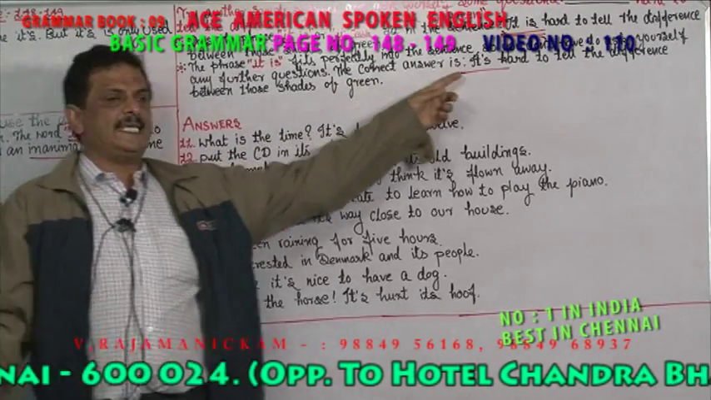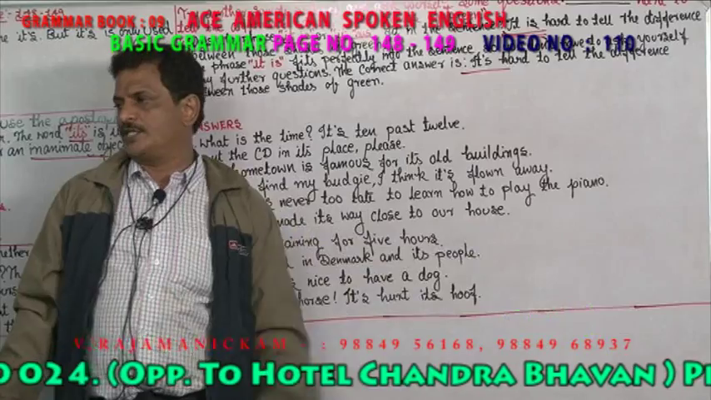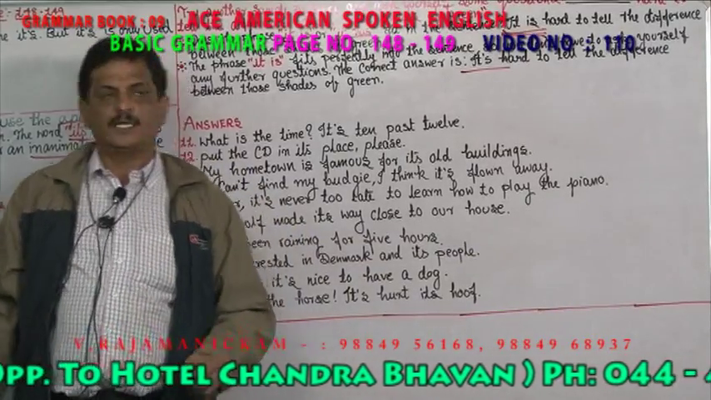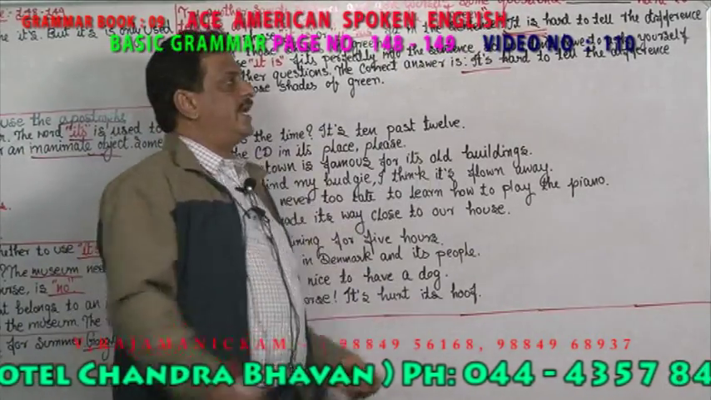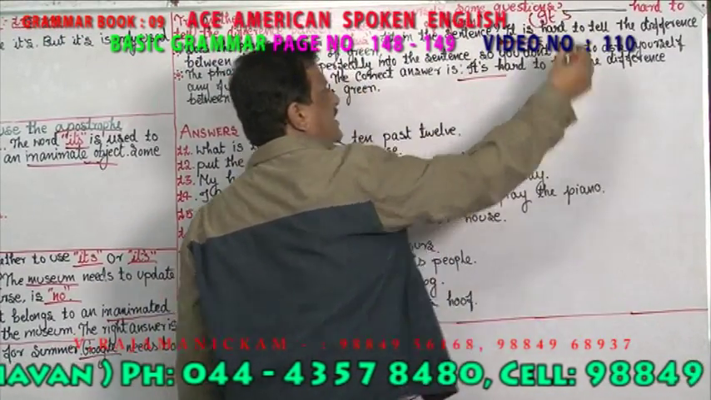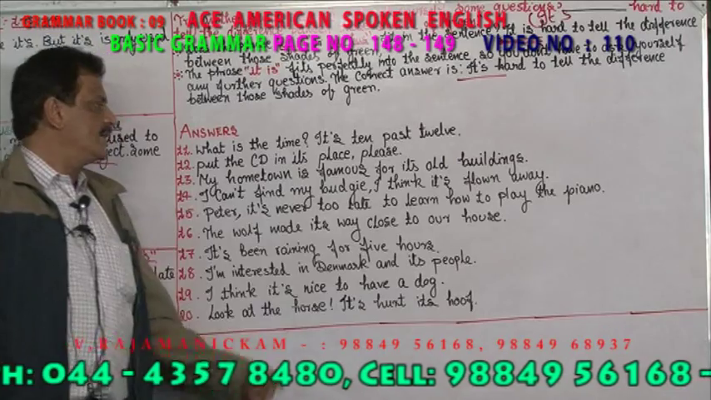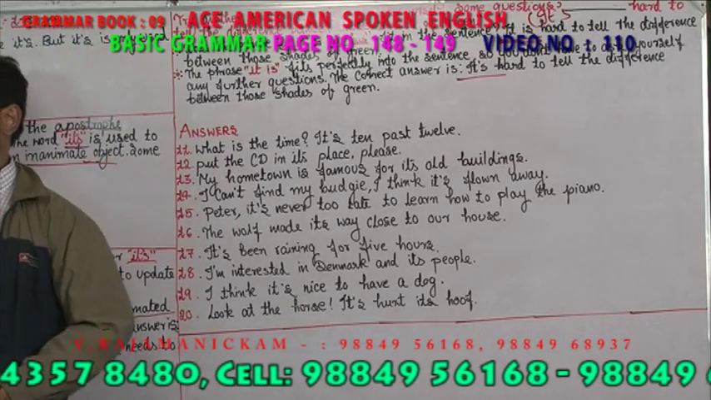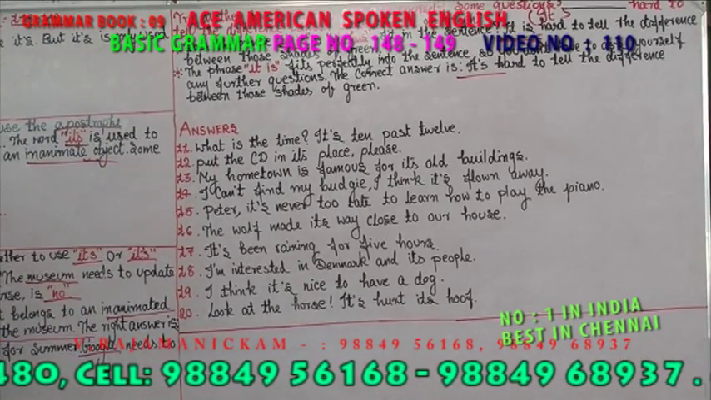So "it's", apostrophe s, stands for what, sir? It is. So either you can use "it is" separately or "it's", but you don't use "its". Now coming here, what's the time? So what's the answer? What's the time?